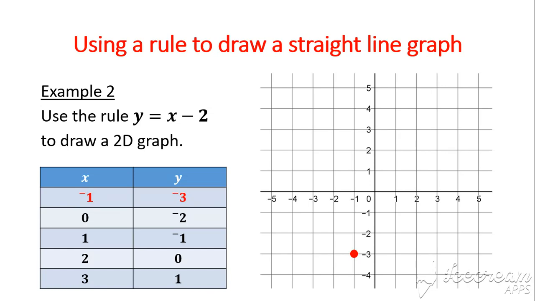So here we go. -1 in the x and -3 in the y. 0 in the x, don't go anywhere in the x and go down 2 in the y. 1, -1, so go out 1 in the x and down 1 in the y. Go across 2 in the x and don't go anywhere in the y, and go across 3 and up 1. Here are our 5 points. Let's draw our straight line graph between them. Notice I'll put little arrows on the end to indicate that it goes on forever, because I've just selected some x values. I could have picked more, so please put little arrows on both ends to indicate it goes on forever.